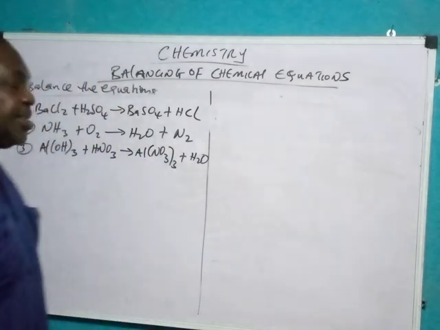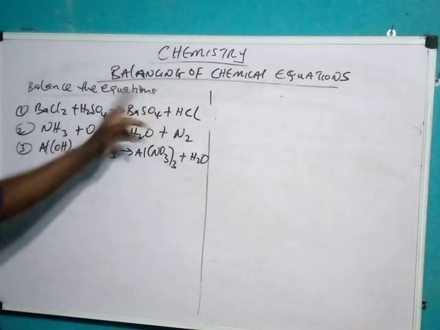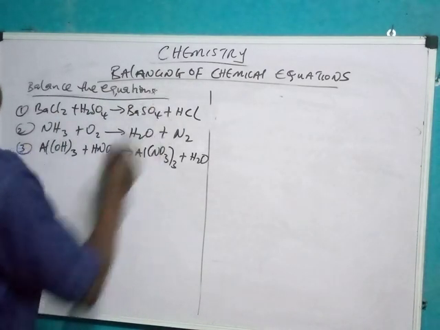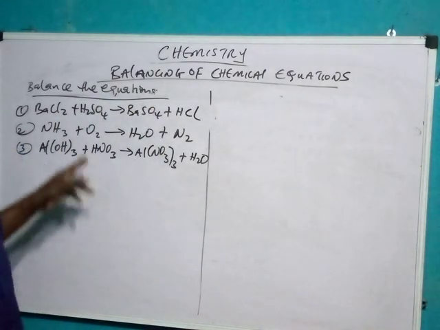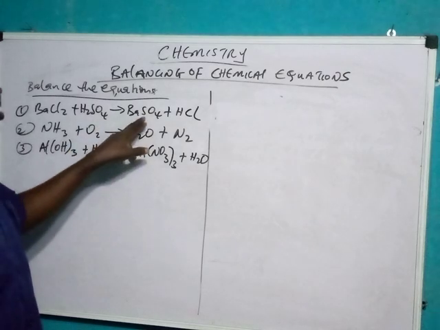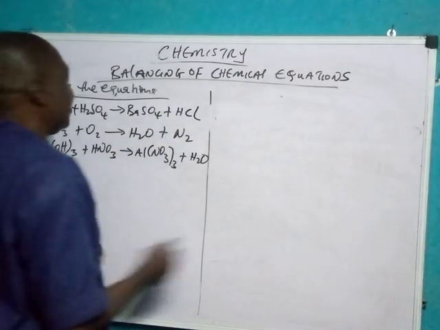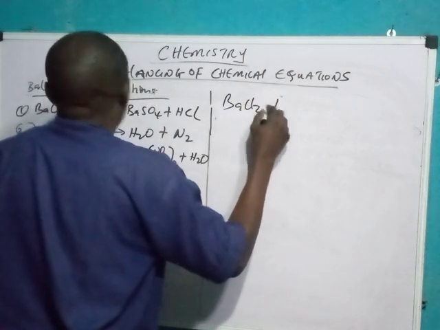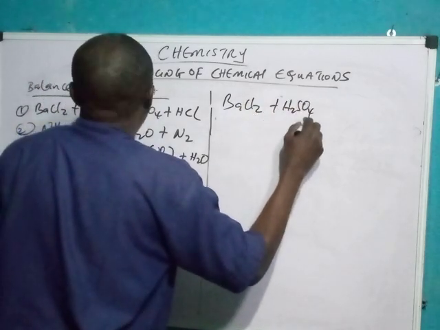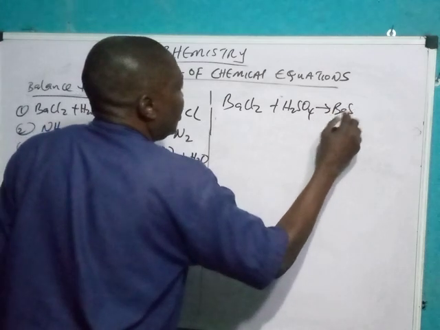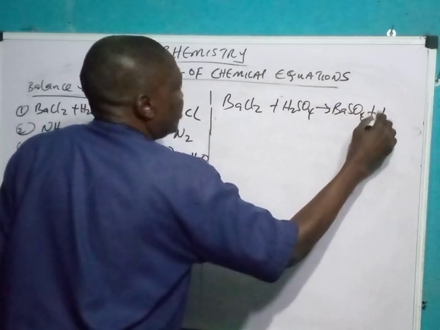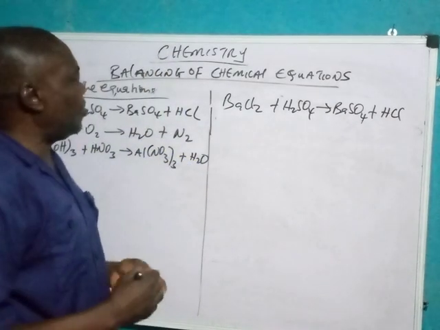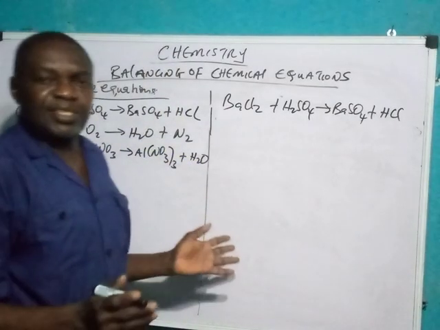So the first question here is this. It says balance the equations. Let me underline it. Barium chloride plus tetraoxosulphate(VI) acid to give you barium sulphate plus hydrochloric acid. Barium chloride, BaCl2, plus H2SO4, gives BaSO4 plus HCl. To tackle this kind of question, what you need to do, just check it out.